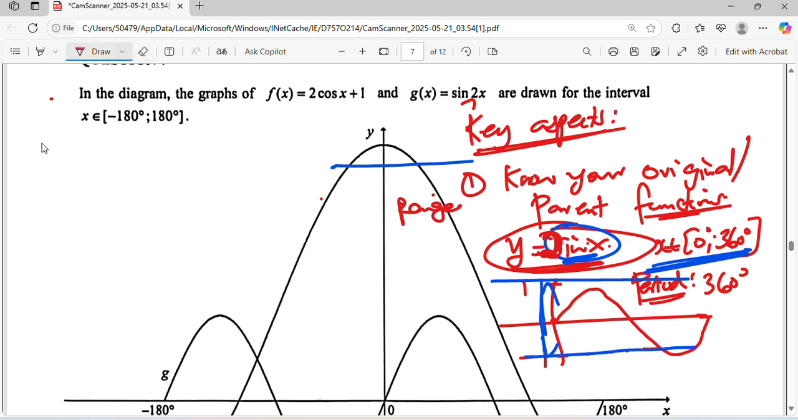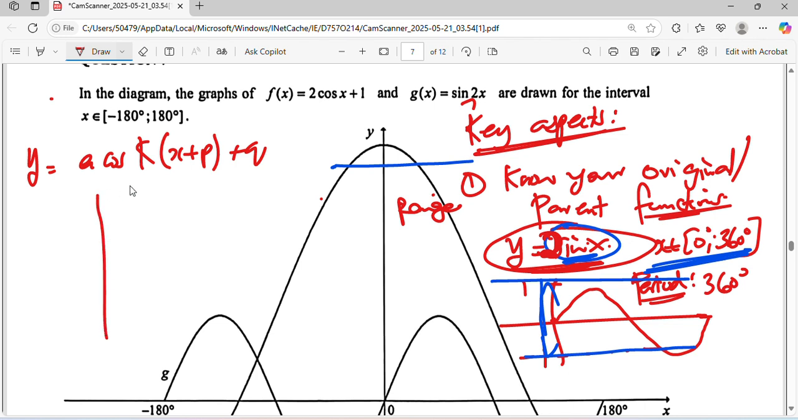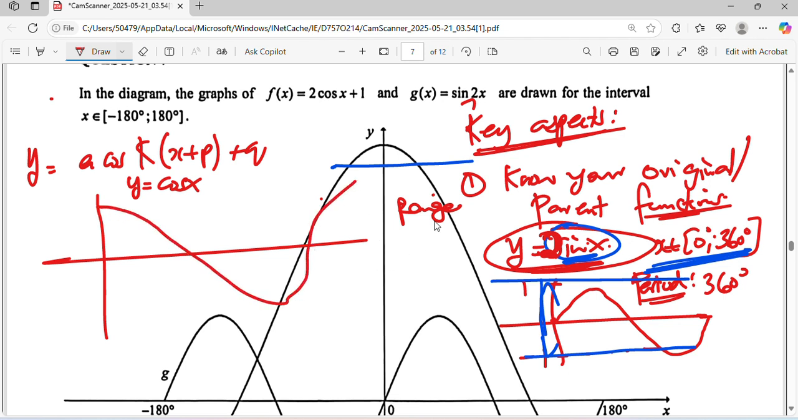The one given as the general form is y equals a cosine of k times x plus p, plus q. Now the features are still the same. They mean the same thing. Just that for cos, the mother graph is y equals cosine x, and it looks like this. But the features are the same. You have to know the features of those two functions, right?